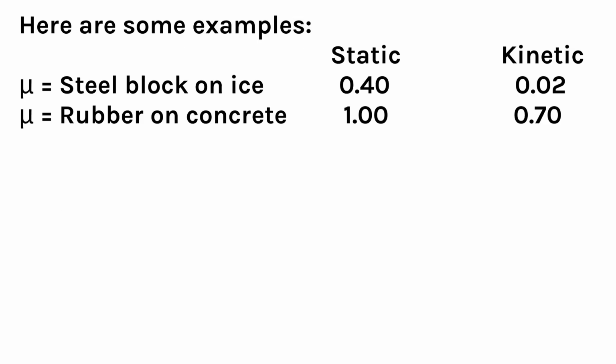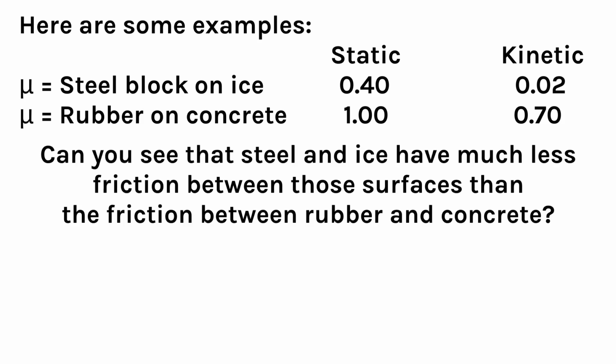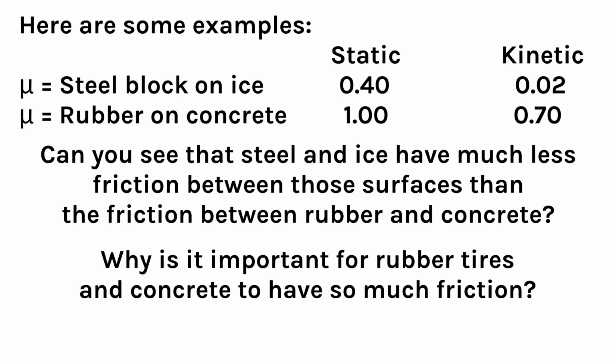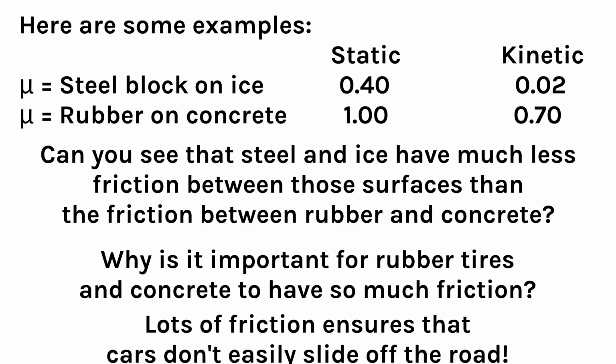Here are some examples. Can you see that steel and ice have much less friction between those surfaces than the friction between rubber and concrete? Why is it important for rubber tires and concrete to have so much friction? Lots of friction ensures that cars don't easily slide off the road.